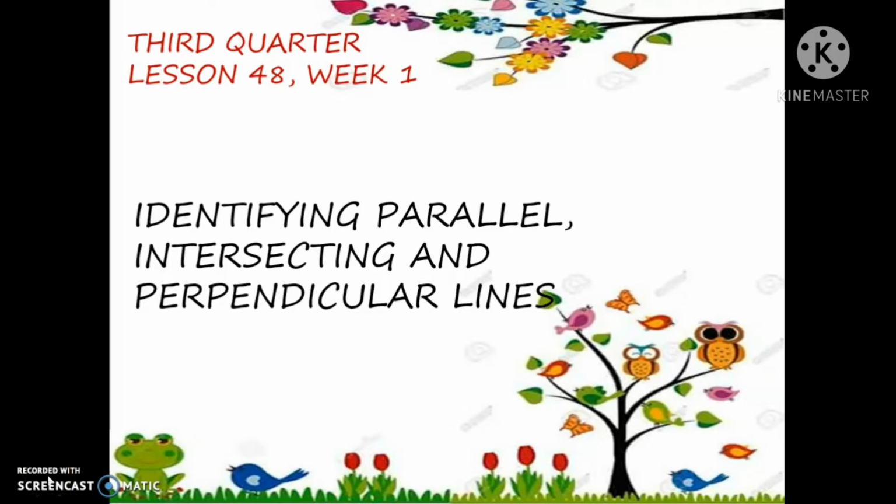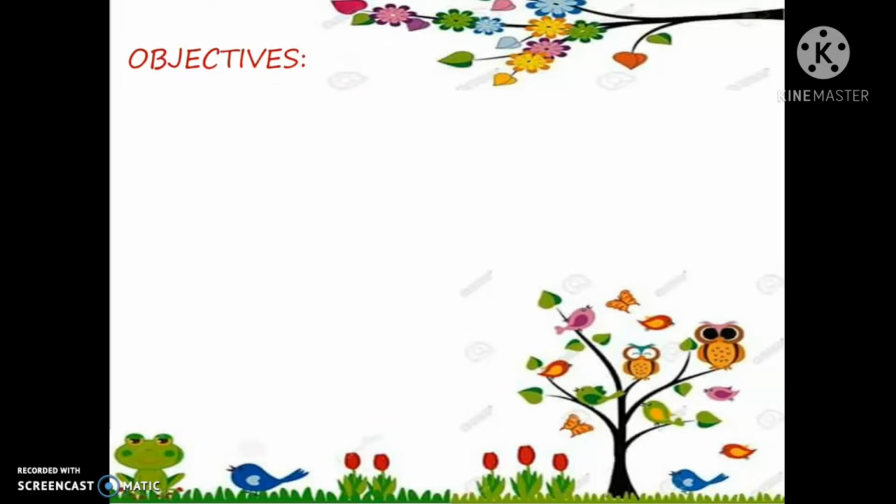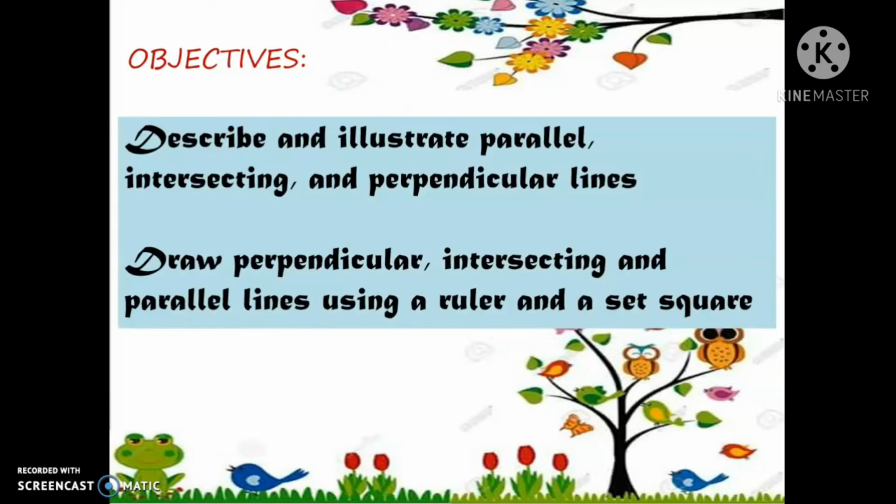Lesson 48, Week 1. Identifying parallel, intersecting, and perpendicular lines. For the objectives, the pupils are expected to describe and illustrate parallel, intersecting, and perpendicular lines, and draw perpendicular, intersecting, and parallel lines using a ruler and a set square.